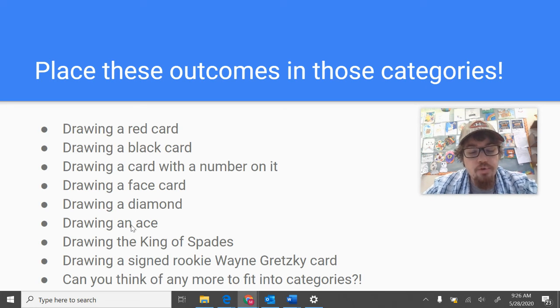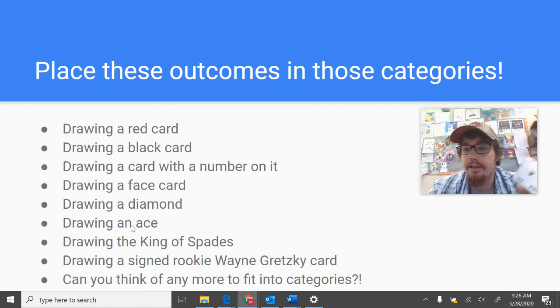Drawing the king of spades. So one specific card, the king of spades. There's only one of those in the whole deck. That's like when we did the queen of hearts yesterday. So is that unlikely, very unlikely, impossible, certain, or likely?